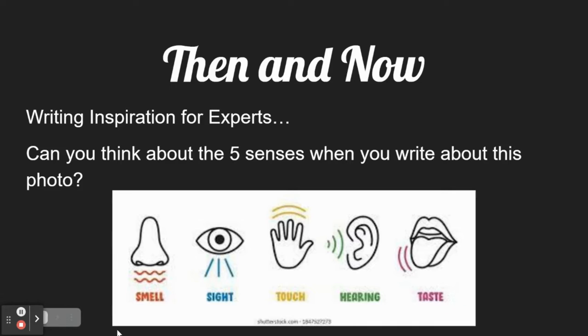The first one, as you can see on this slide, is smell. The next one is sight. The next one is touch. The next one is hearing. And the next one is taste.